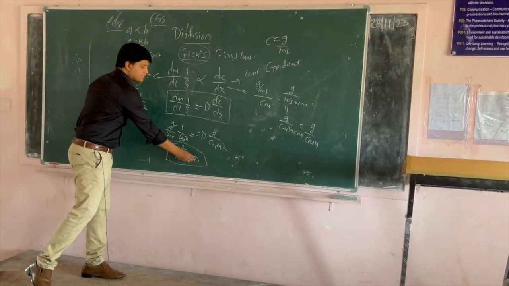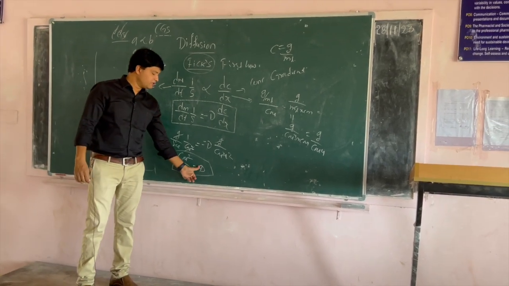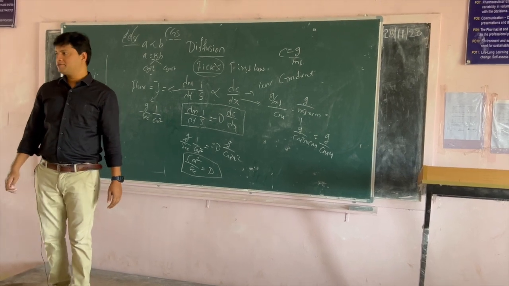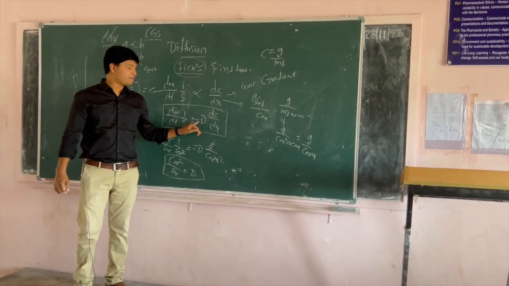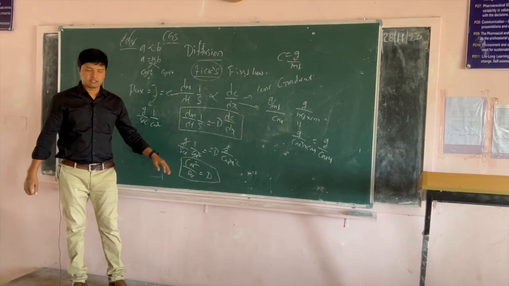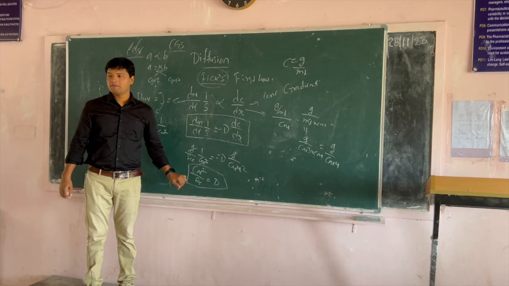You can represent minus here. Don't send minus that side. Because we are expressing units, no need of mentioning the negative sign. We express the negative sign when we are representing in the form of an equation. For units, no need of representing the negative sign. So the units for diffusion coefficient is centimeter square by second.